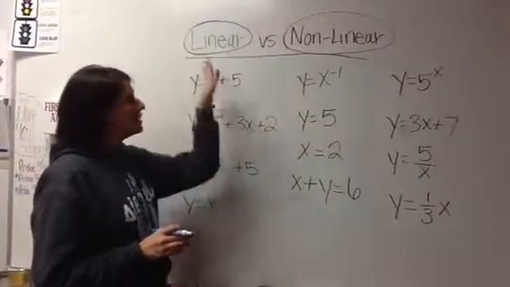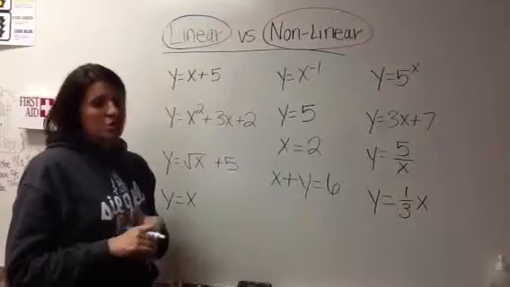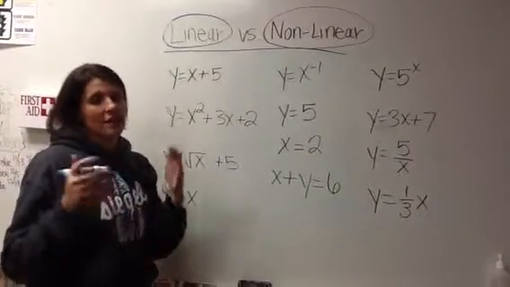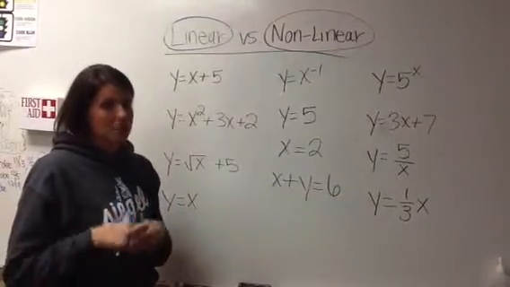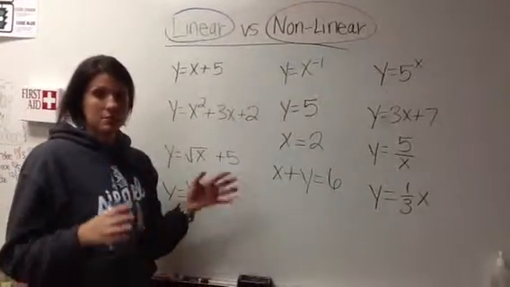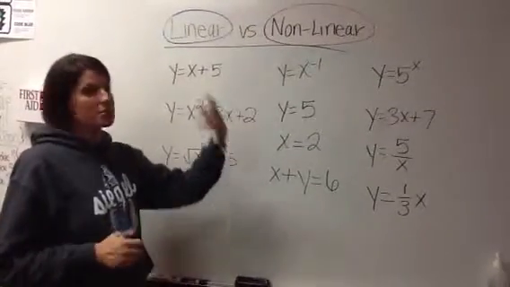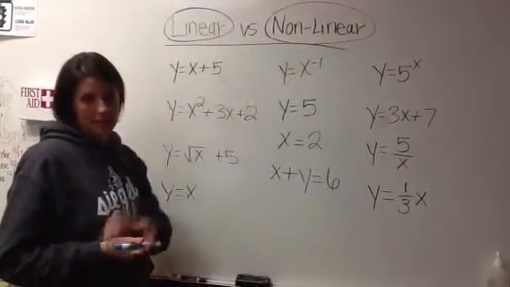Okay, we're going to look at linear versus nonlinear when we're looking at equations. So we're looking for equations that have a constant rate of change, because that's going to make them a straight line when we graph them. So we want them to be a straight line when we graph them. I'm going to go through some examples and decide linear or nonlinear.